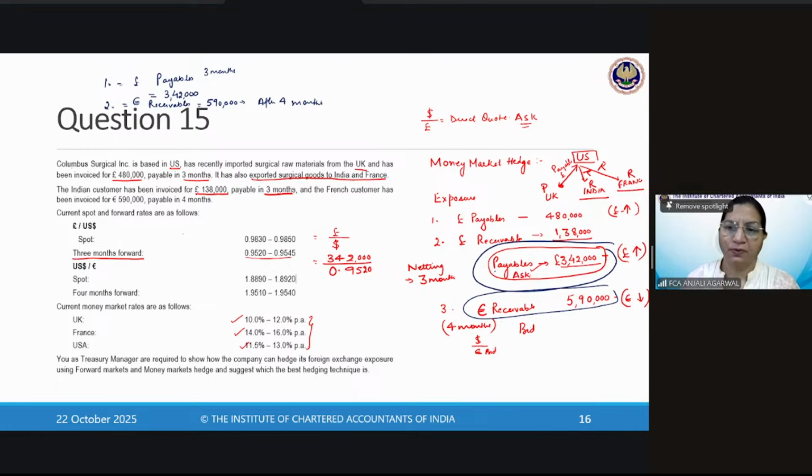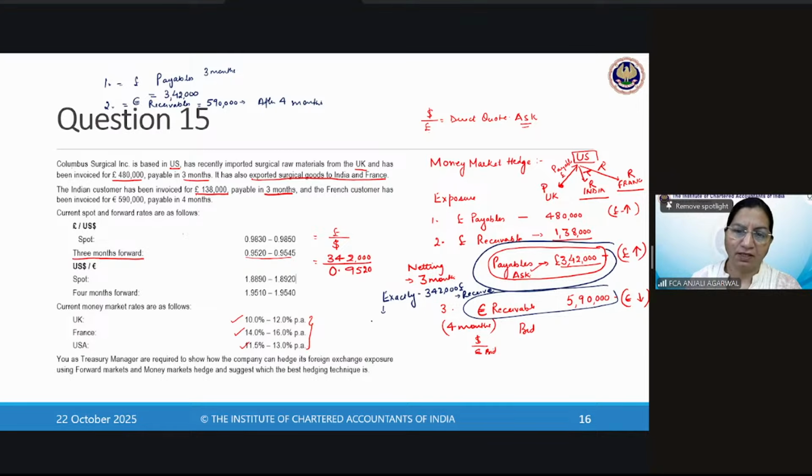Create a scenario where you have exactly 3,42,000 pounds receivables. So you receive exactly 3,42,000 pounds after 3 months. You have to deliberately create this situation where you will have exactly 3,42,000 pounds received after 3 months. Now, who will give you 342,000 pounds exactly after 3 months?